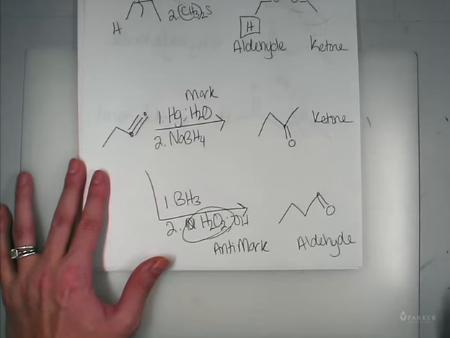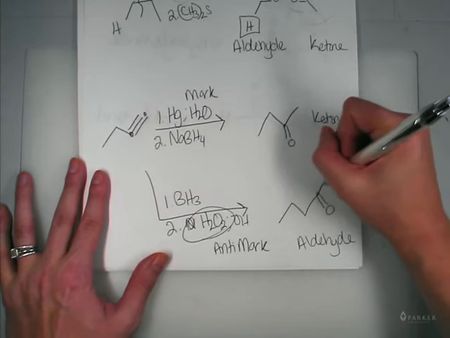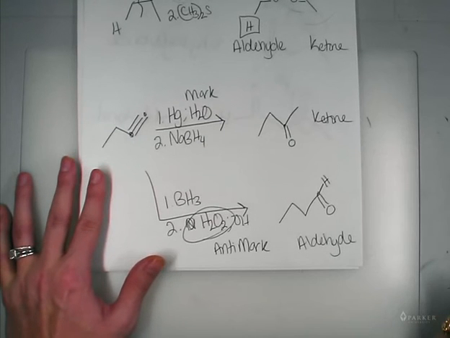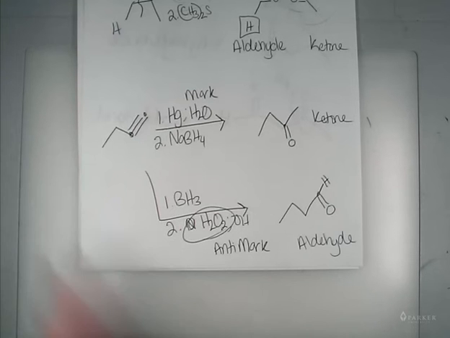3, so how many hidden hydrogens? 1. So if I draw my hidden hydrogen, it's easier to see the aldehyde. Anytime you have a carbonyl at the end, that's an aldehyde. You don't have to draw that hydrogen there to make an aldehyde, it can be assumed. So those are all of the old reactions.